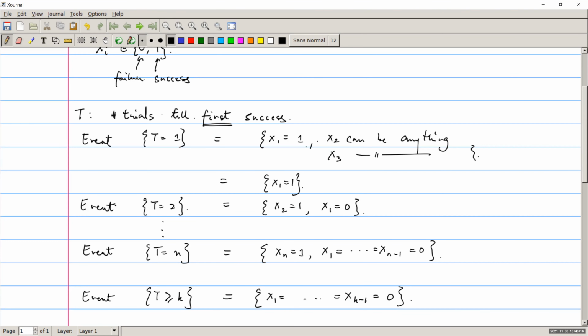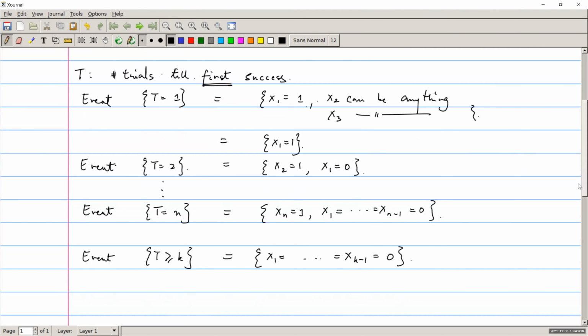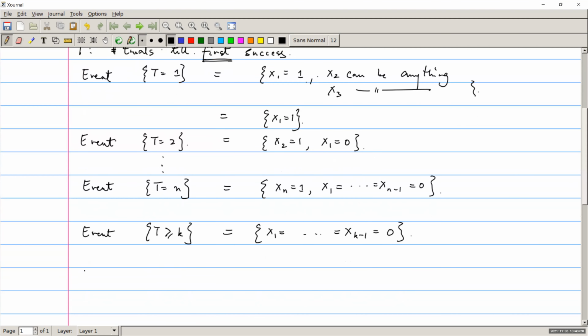We also wrote the probabilities of some of these events. We wrote the universe, so the universe we would say is something like 1 0 1 0 0 1, where the sequence we interpret as X1 equals 0, X2 equals 0, X3 equals 1, and so on.